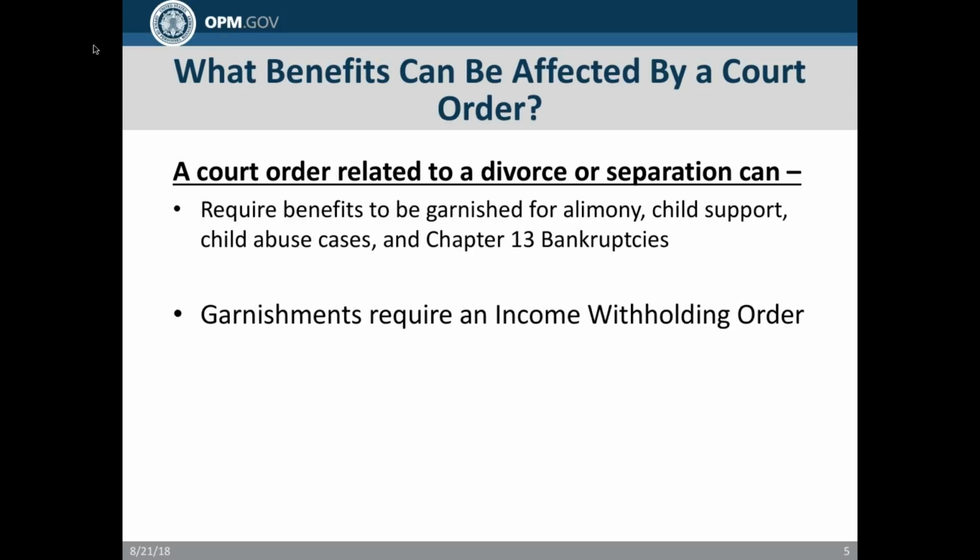It also can require benefits to be garnished for alimony, child support, child abuse cases, and Chapter 13 bankruptcies. Garnishments, though, require income withholding orders. So if someone is trying to garnish wages, we must have a formal income withholding order in order to do that.